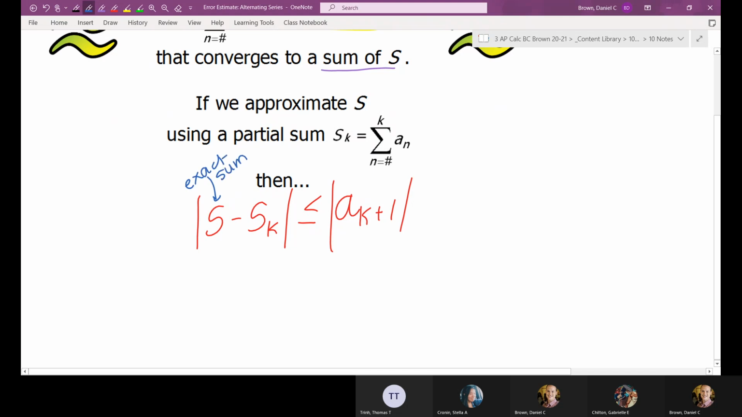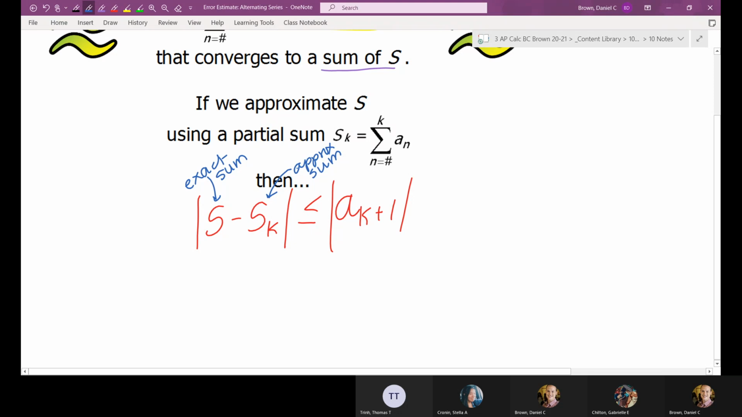Again, that would be a value that we can't find. There is no way to find the exact sum of an alternating series. The s sub k is a partial sum that we are using to approximate the sum with. So that's going to be like our approximate sum.